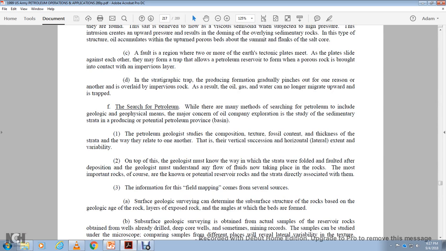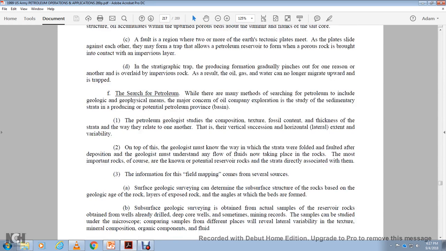Information for field maps comes from the subsurface and the surface. Geological surveying determines the subsurface structure of the rocks based on the geological rock layers that express exposed rock, and the angles at which the beds are formed. In the subsurface, geological surveying is obtained with actual samples of the reservoir rock, obtained from wells that are drilled, with depth cores, and sometimes mining records.